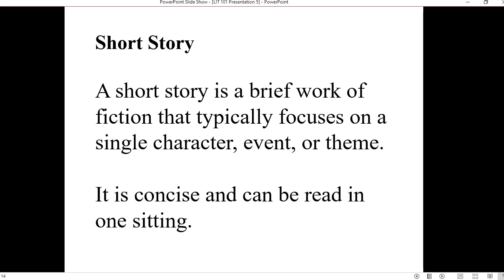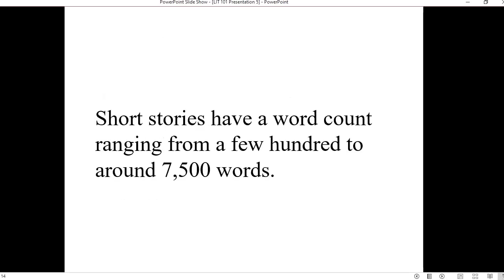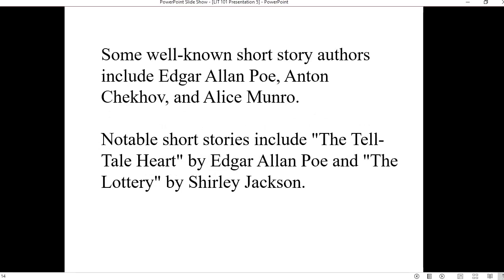For short story, we are talking about a brief work of fiction that typically focuses on a single character, event, or theme. It is concise and can be read in one sitting. It is the shortest of them all. It is shorter than the novelette. And when we talk about word count, it is between a few hundred words and 7,500 words. Examples of narrative works that are short stories include The Tell-Tale Heart by Edgar Allan Poe and The Lottery by Shirley Jackson.